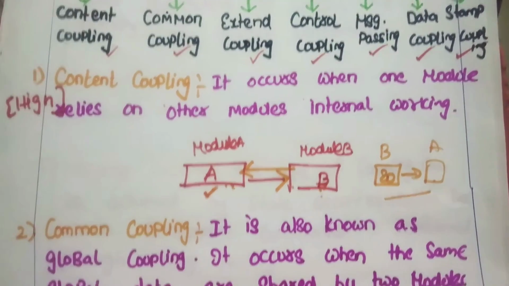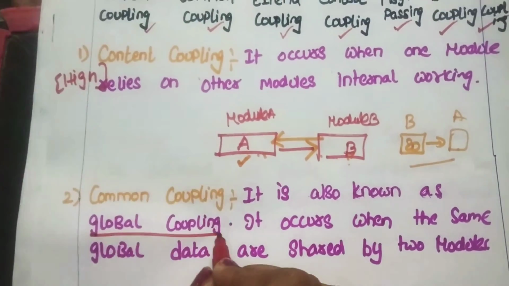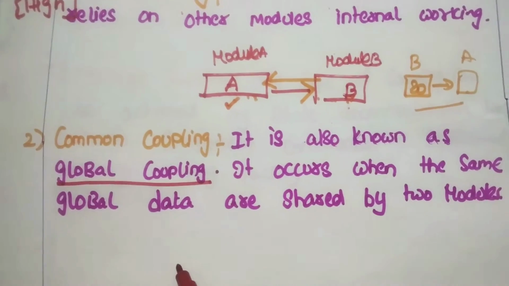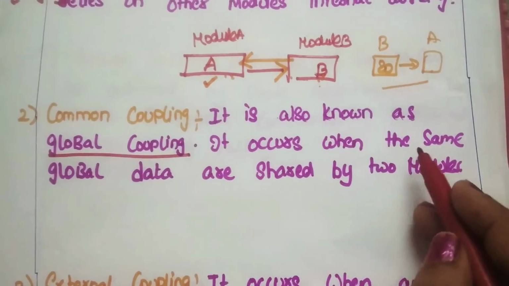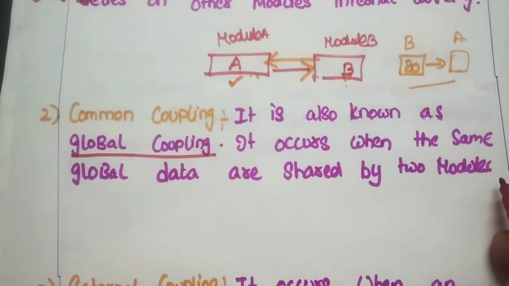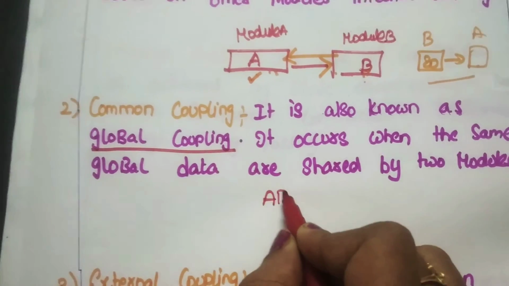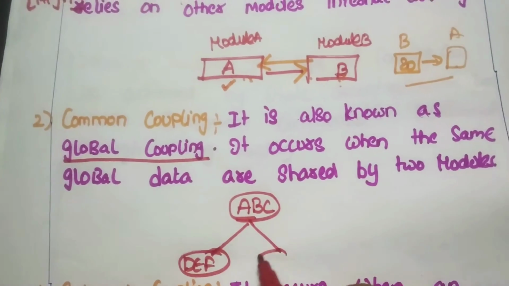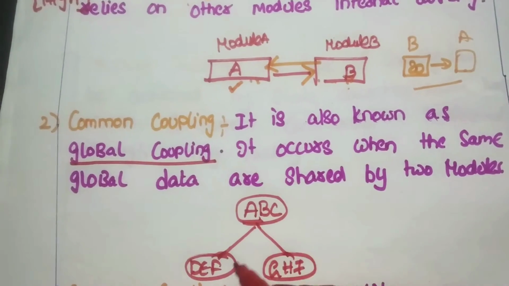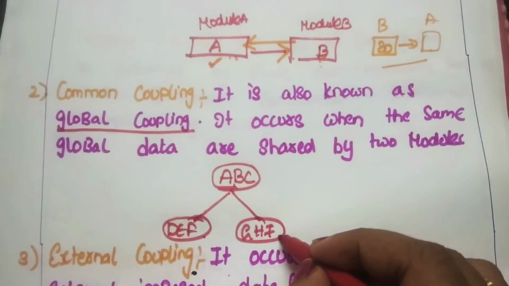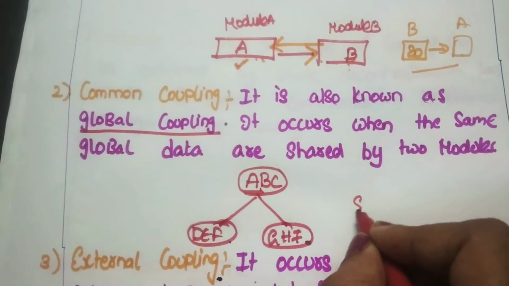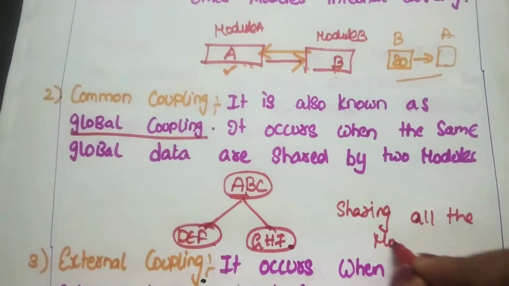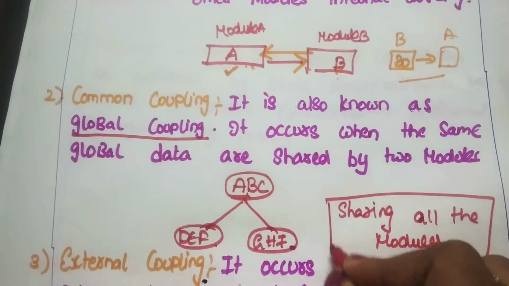The second one is common coupling. Common coupling is also called global coupling. Very important point. The name itself indicates common, which means it shares among all the modules. It occurs when the same global data is shared by two or more modules. For example, ABC is shared by DEF as well as GHI. Simply note that common is nothing but sharing among all the modules. So this is called common coupling.